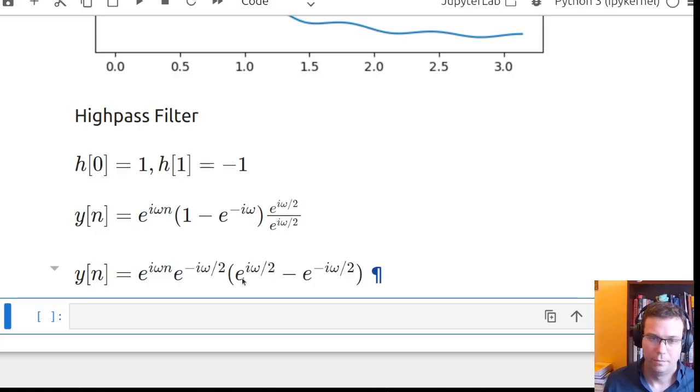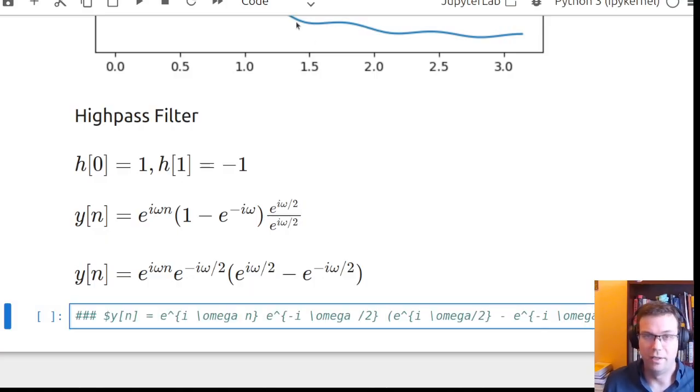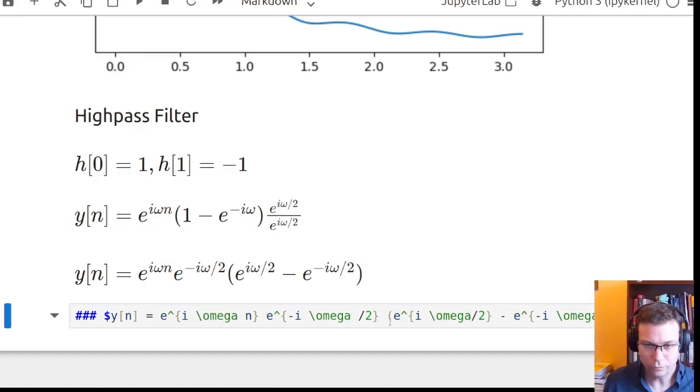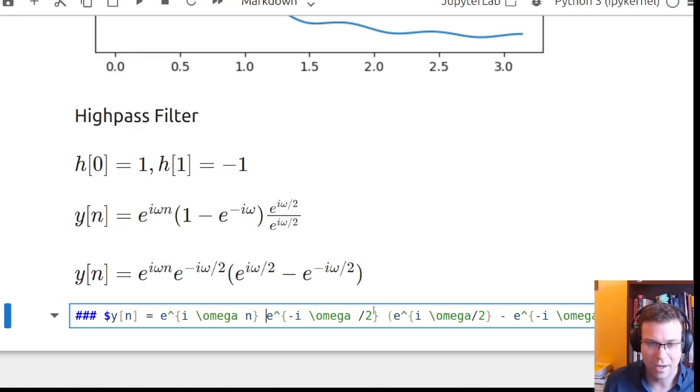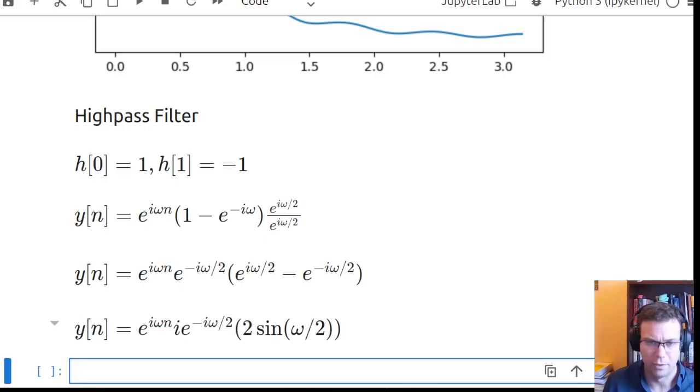Similar reasons, you can use Euler's identity again. I'll factor out the i, so this is going to be 2 sine omega over 2. The i would be a pi over 2 phase if I brought it up here, but I'll just leave that there. That's fine. Magnitude-wise, yes, there's a phase shift.